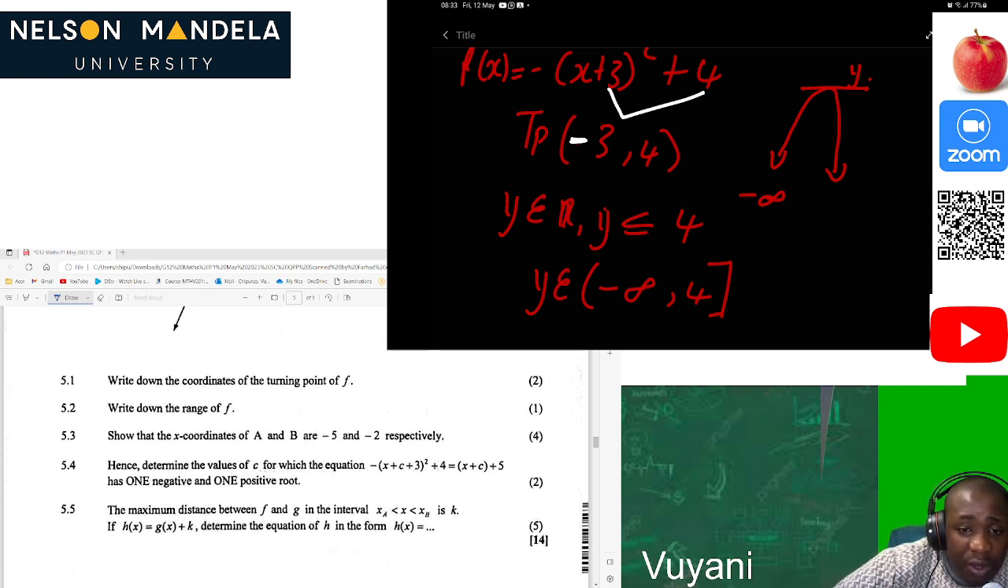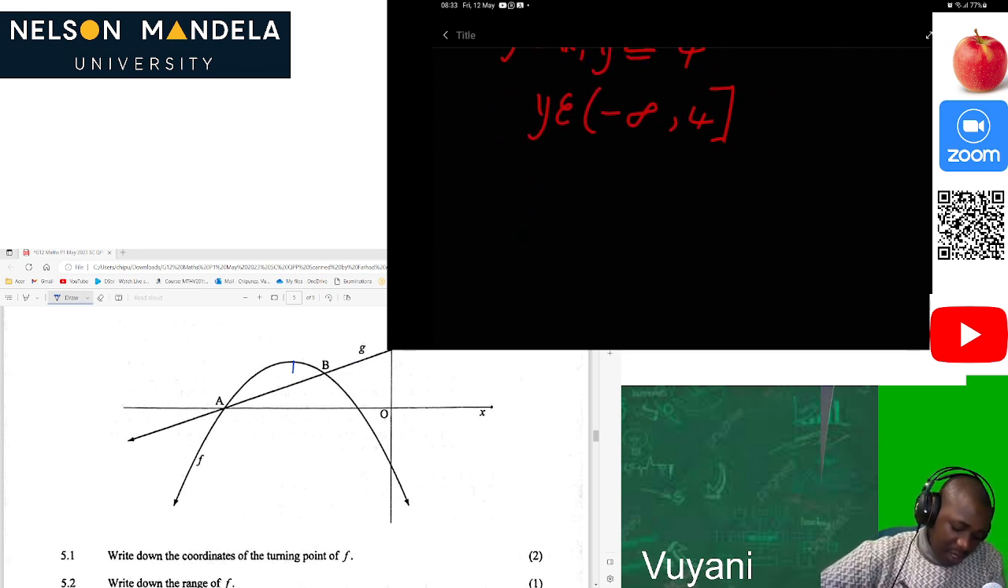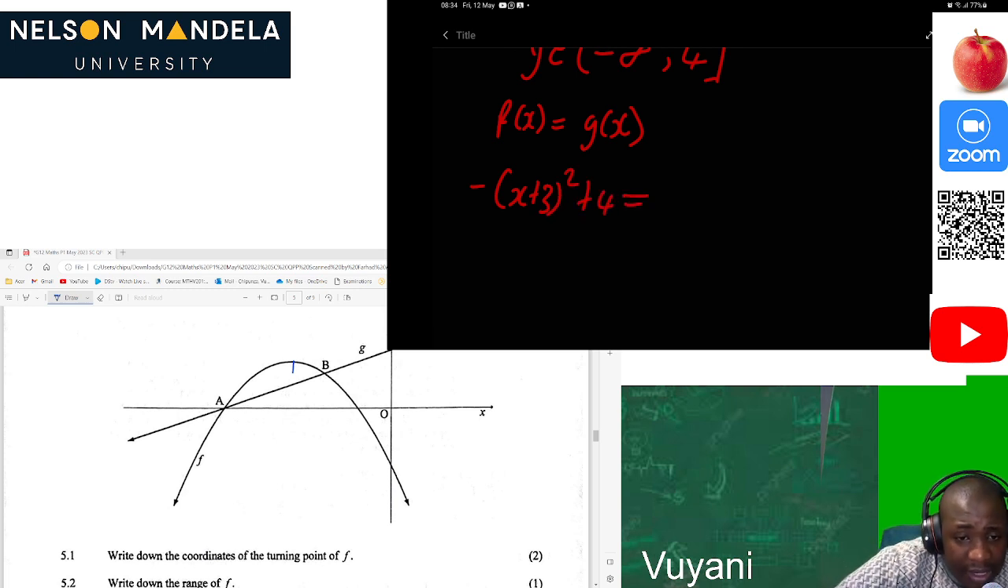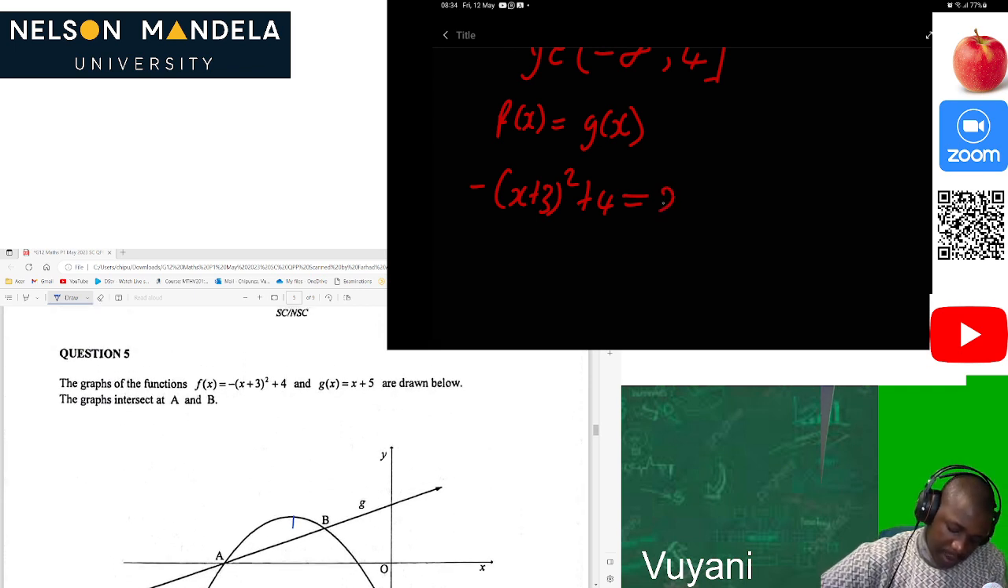Now let's look at 5.3. Show that the x coordinates of A and B are negative 5 and negative 2 respectively. We can see that A and B are the points of intersection of these two functions. So this is already easy. In other words, they're saying determine f of x equal to g of x. So negative (x plus 3) squared plus 4 is equal to g of x, which is x plus 5.